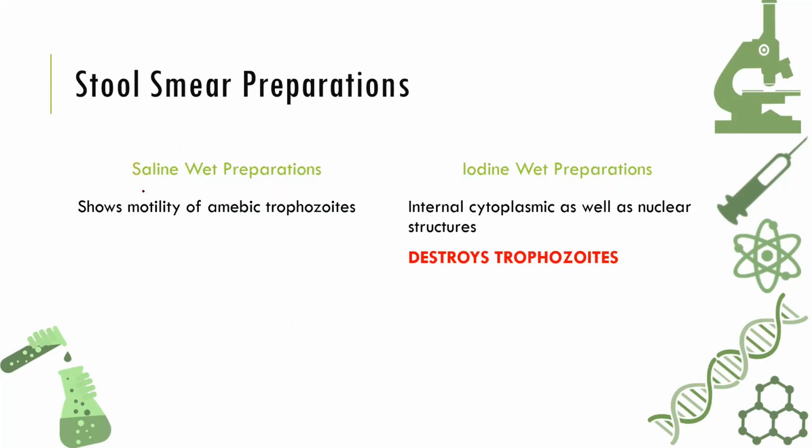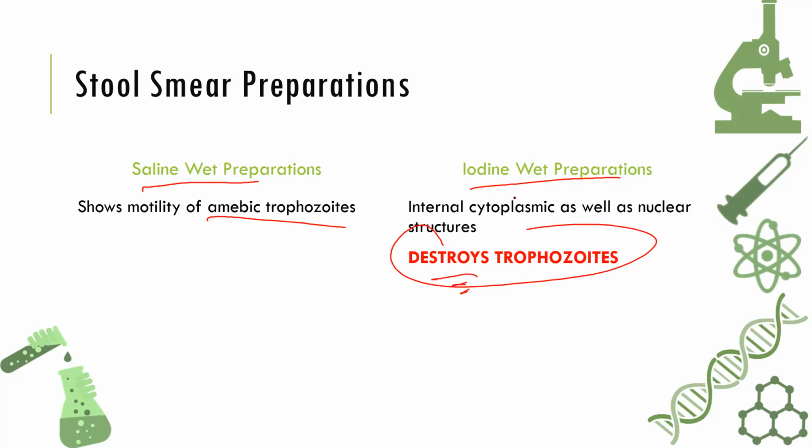Okay. So remember, we have the saline wet preparation and the iodine wet preparation. Again, saline wet preparation allows us to see the motility of our amoebic trophozoites. However, the demonstration of amoebic trophozoites in direct fecal smear can be seen only in rare instances. While for iodine wet preparation, it gives color to our cysts as well as the background for easy identification of the nuclear structure of our cystic stage. However, the downside of iodine wet preparation, like what I've said a while ago, is that it destroys our trophozoites.